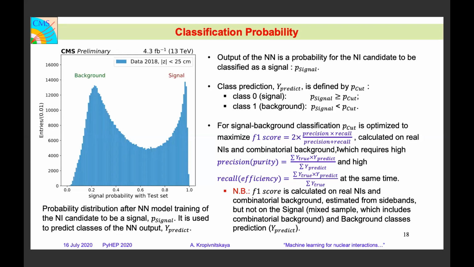For signal-background classification, the P cut is optimized by maximizing the F1 score, which is defined here, and is calculated on real nuclear interaction and combinatorial background, which requires high precision, in physics we call it purity, and high recall, in physics we call it efficiency, at the same time. I would like to again draw your attention that the F1 score is calculated on real nuclear interaction and combinatorial background estimated from the sideband, but not on the signal and background class predictions yPredict, because our signal class will still include some combinatorial background.